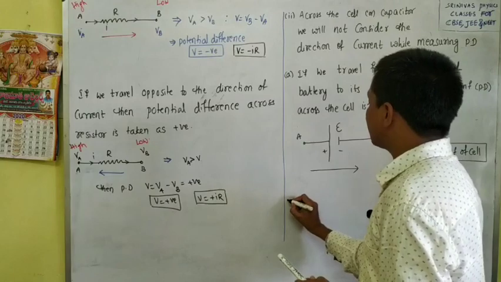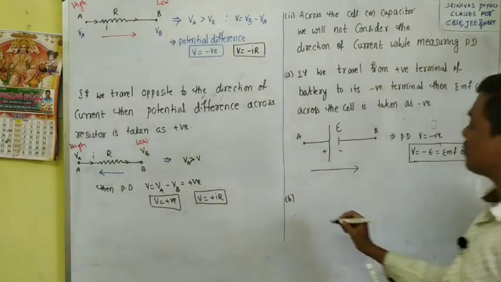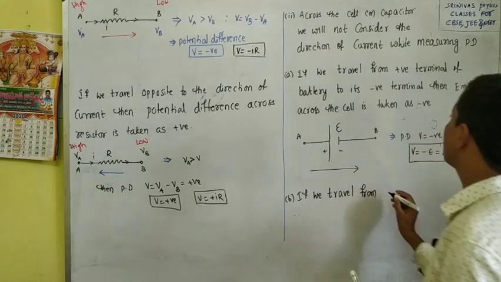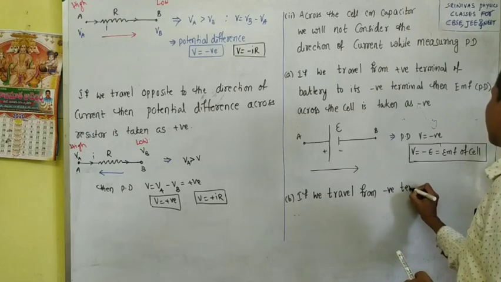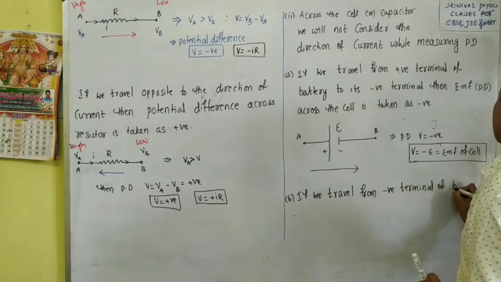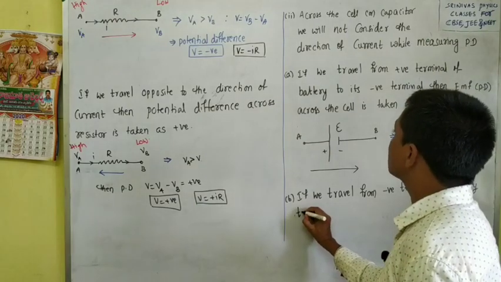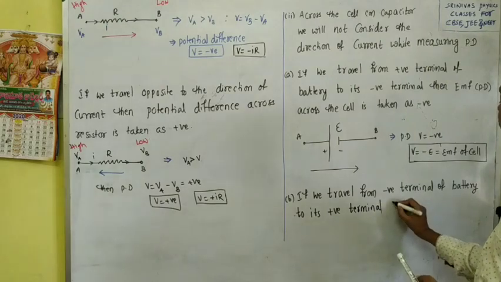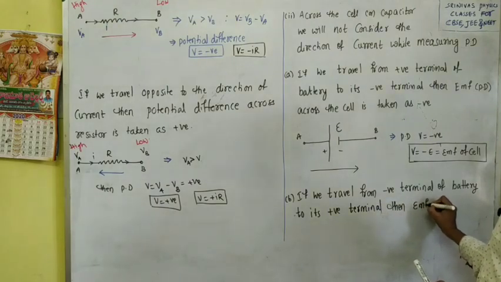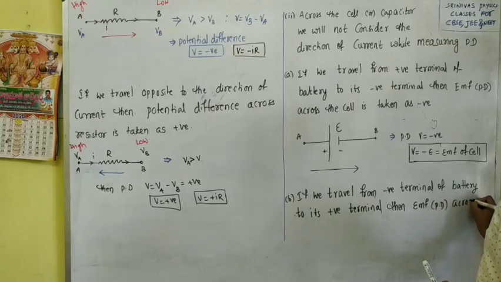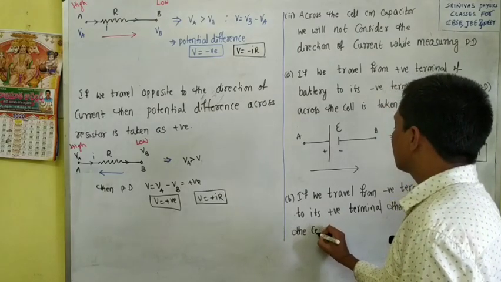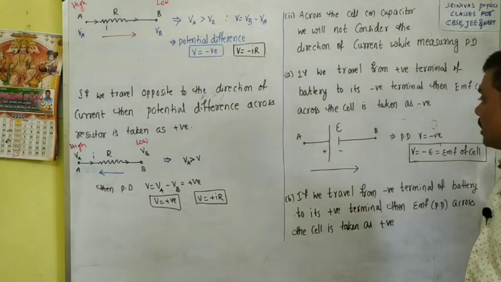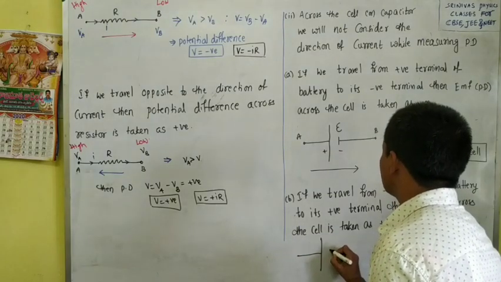And the next, in this B point I will tell again in the second one. If we travel from the negative terminal of the battery to its positive terminal, then the EMF or the potential difference across the cell is taken as positive.